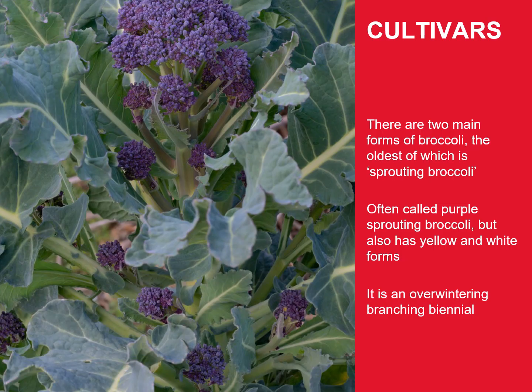There are two main types of broccoli, the oldest of which is called sprouting broccoli. You may have heard it referred to as purple sprouting broccoli. With this type of broccoli, the stems and leaves are edible, as well as the flower heads. There are many different cultivars of this, but the most common is the purple type, but they also come in yellow and white forms. So there's white sprouting broccoli and yellow sprouting broccoli. This is an overwintering variety of broccoli, and is typically classed as a branching biennial.